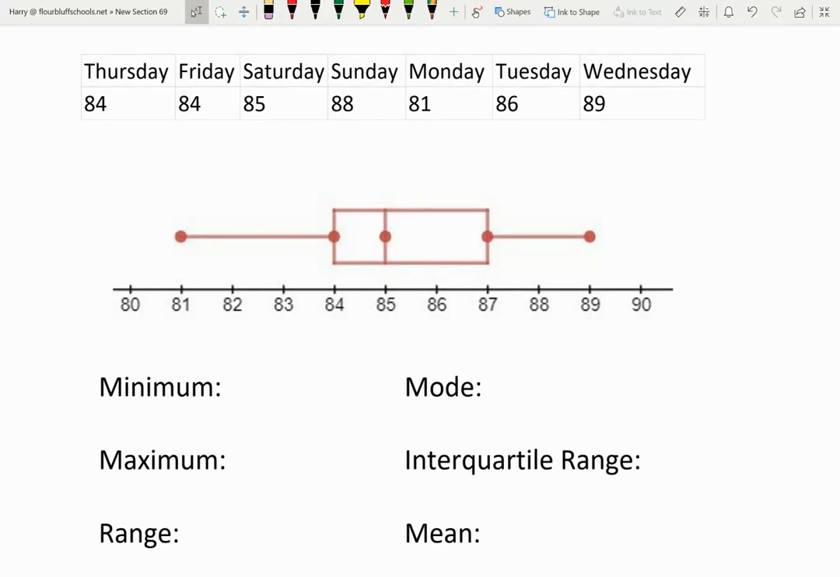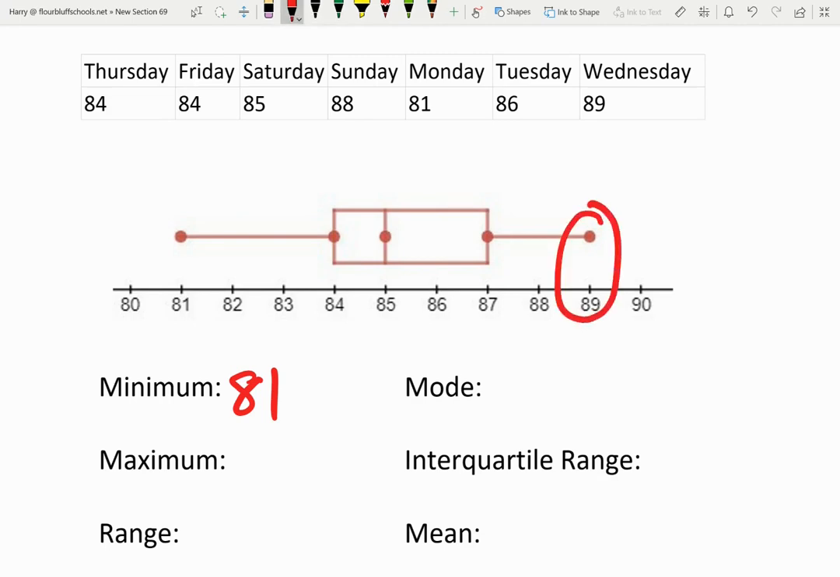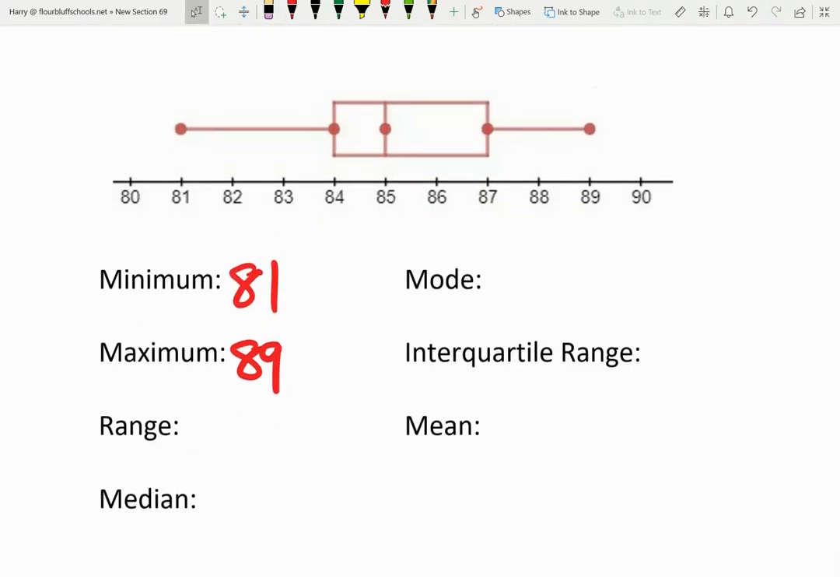The minimum value is, in this case, the lowest temperature, and that was 81, as seen in the table. The maximum value is the largest value found, which was 89. The range is the difference between the minimum and the maximum. So when we subtract those two things, we will get 8.